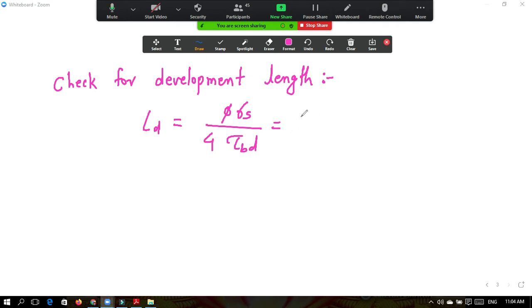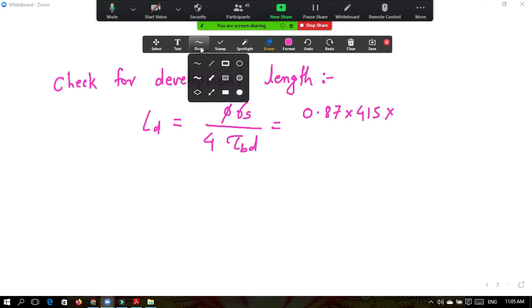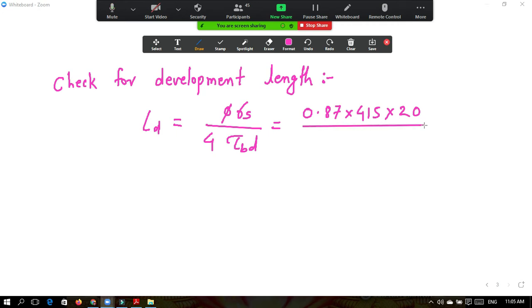What is the value of phi? Phi is nothing but the bar diameter. What is the value of sigma s? Sigma s is 0.87 fy. So it is 0.87 into fy, which is 415, into phi. Is it 8? The bar diameter 8 is for stirrups. What is the bar diameter of our main steel? The bar diameter of our main steel is 20 mm. Whole divided by 4 into tau bd.